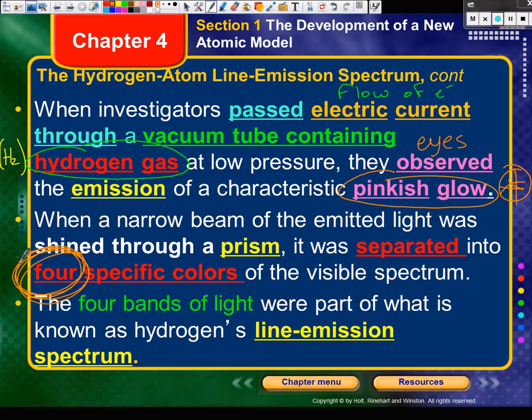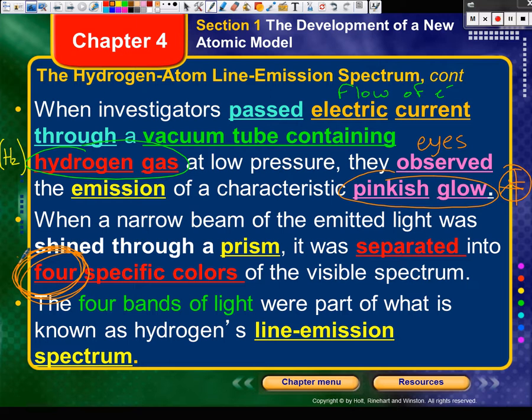But one of them is out of the visible range, which means what? You can't see it, okay? But it's there, you just can't see it with your eyes. So when you see the picture in a second, you're going to see 5 of them. But what do we know about one of them? You can't see it, but they show it anyways. So the hydrogen gas turned pink, and it's separated into 4 specific colors. And what they said is the visible spectrum of the 4 bands of light were part of what is known as hydrogen's line emission spectrum.